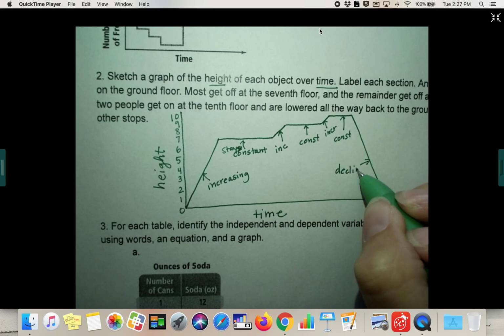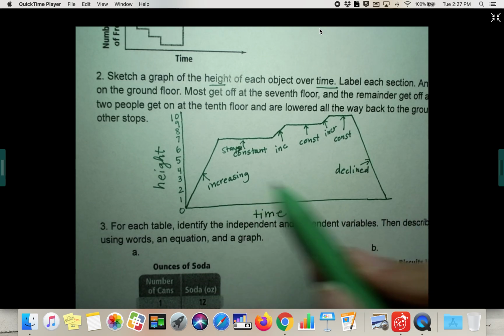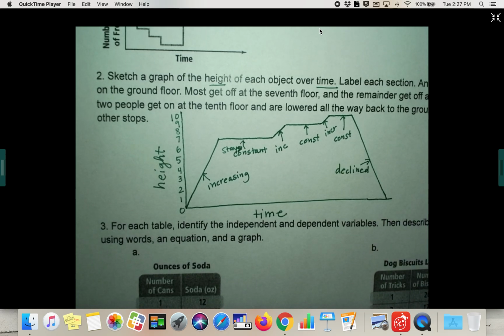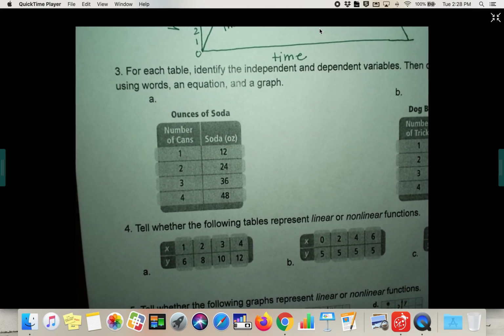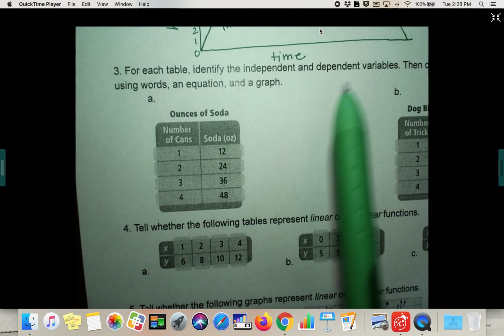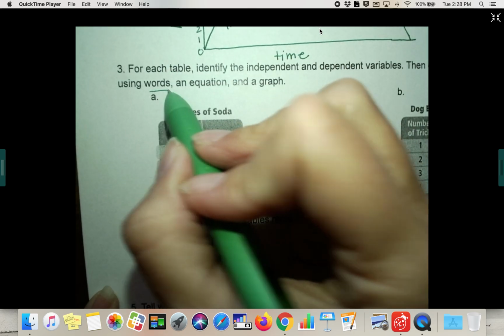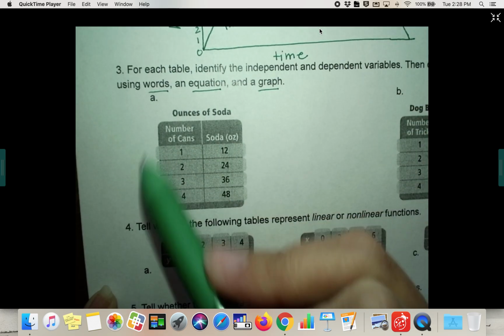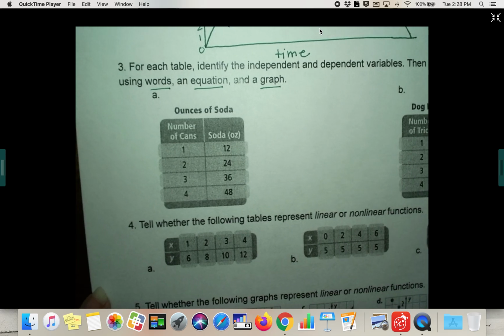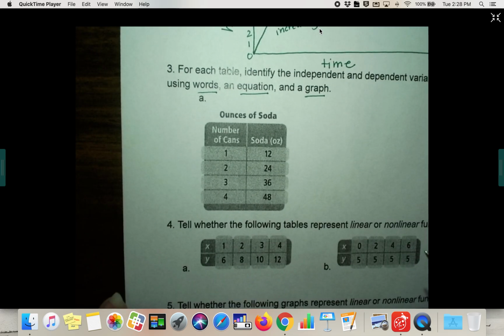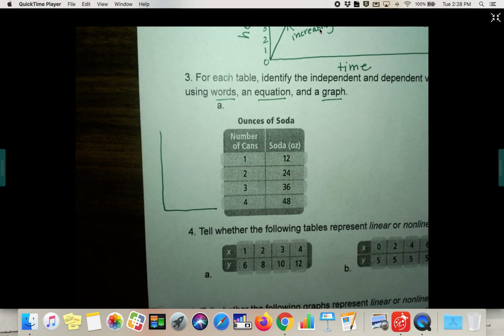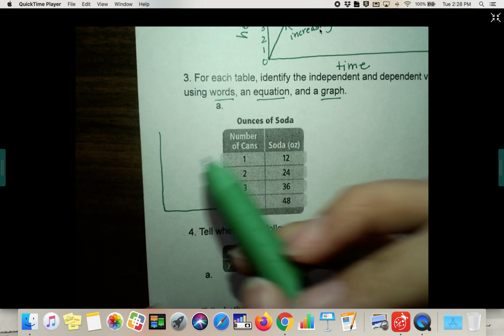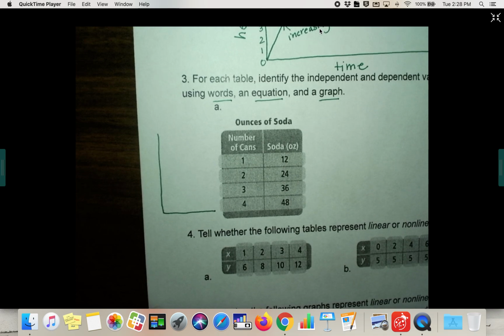You can just put declined or decreased. Increased, decreased, probably should have been decreased. That's okay. But that is how to label each section. Okay, for the last part, I'm so sorry that it's saying to identify all of these things, because using words, using an equation, and using a graph is something that I didn't give you a lot of space for. So I will do my graph over here, and I'll just do the best I can do. On your actual quiz, this will be here for you, so you won't have to freehand it.